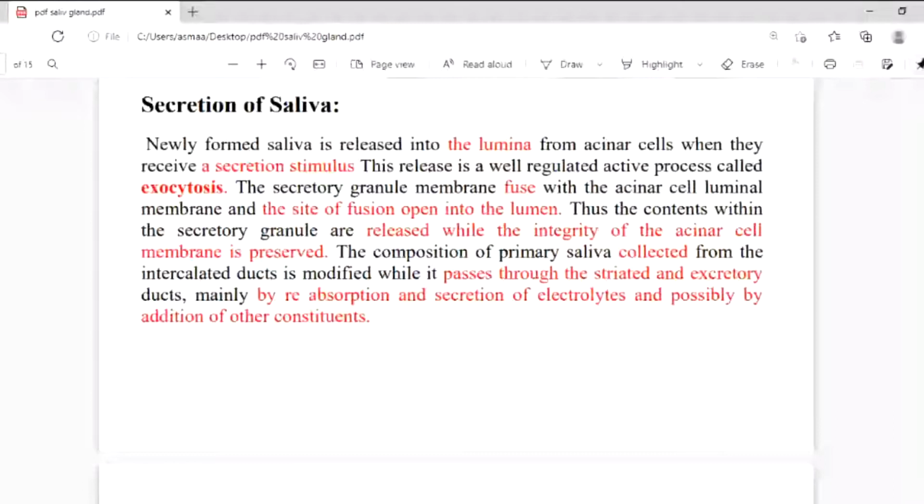The composition of the primary saliva collected from the intercalated duct is modified. It will start to change in its composition. This saliva secretion will start to change. The change begins from the intercalated duct, where it passes through the striated duct and then through the excretory duct, mainly by reabsorption and secretion of electrolytes and possibly by addition of other constituents.